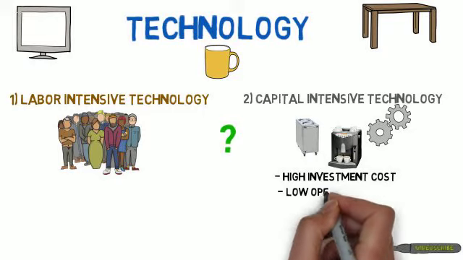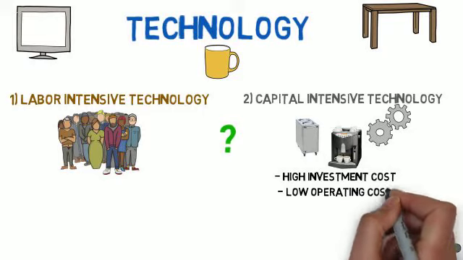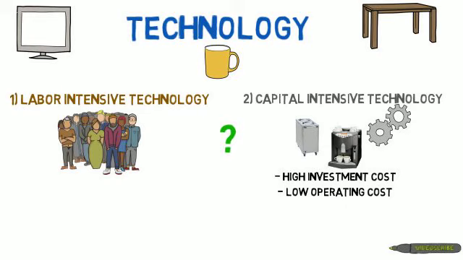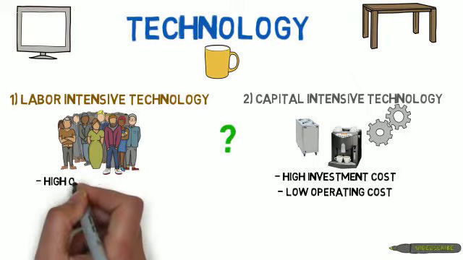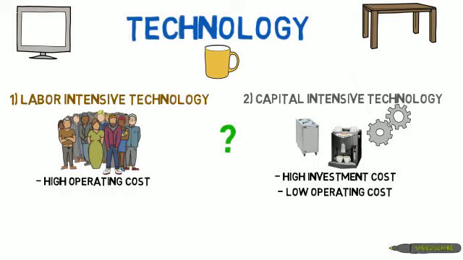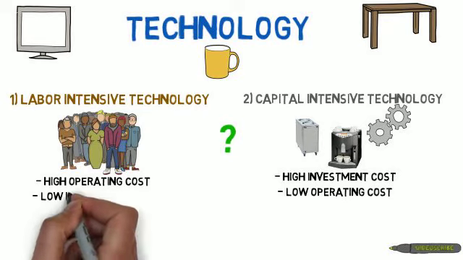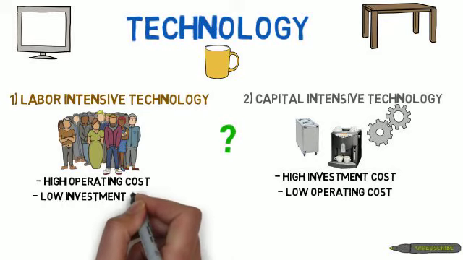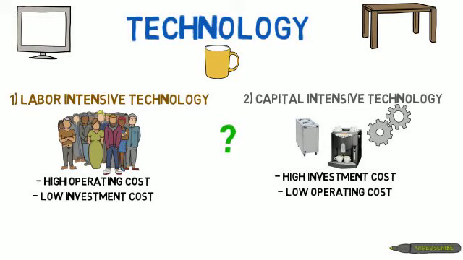But you would enjoy a huge advantage in terms of low day-to-day or month-to-month operating costs. Now, if you decide to choose the labor-intensive technology and rely more on human resources, the main disadvantage is that you will have to bear huge operating costs to pay for these employees' salaries and benefits. But you will save a lot in terms of the initial investment cost. You will save money by not having to buy many machines and equipment.